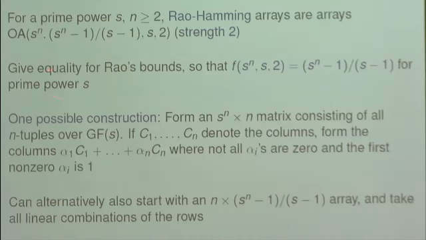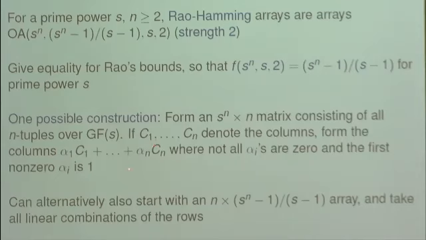We only know a construction for these if s is a prime power. And there are many different constructions. You see one given over here. It's a fairly simple construction. You start with an s to the n by n matrix that consists of all n-tuples over GF(s). So the rows are simply all the n-tuples over GF(s). There are s to the n of them, obviously. So you get n columns that way.